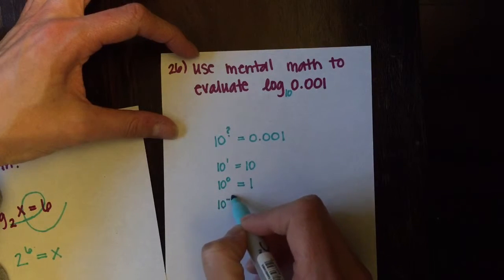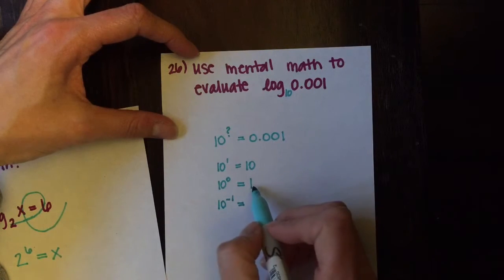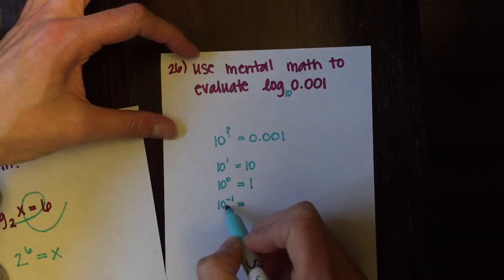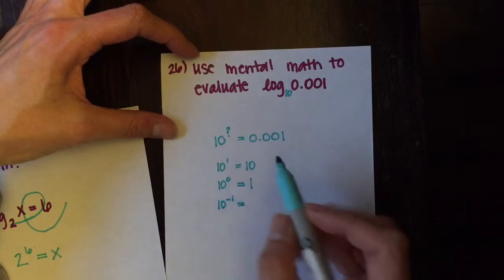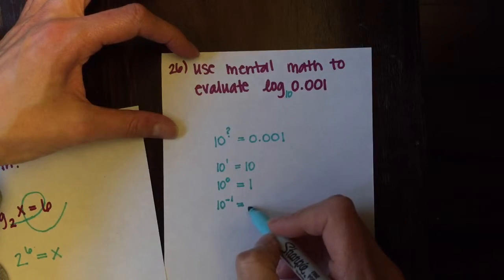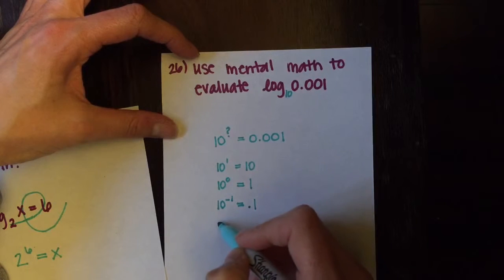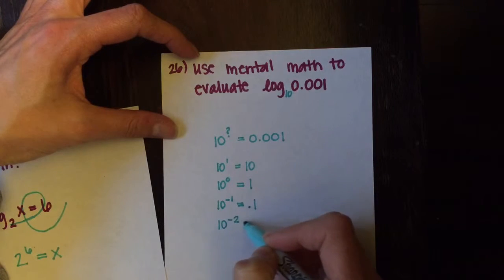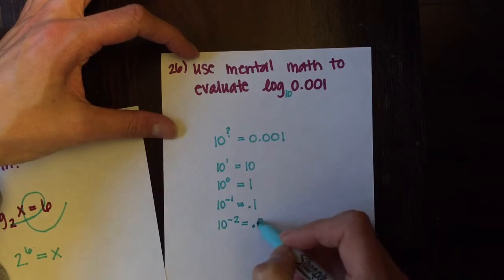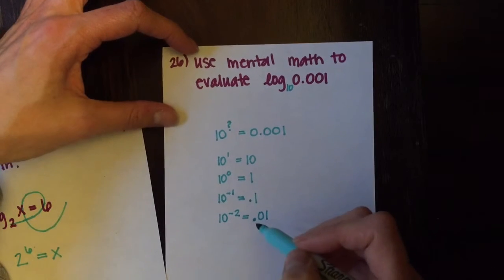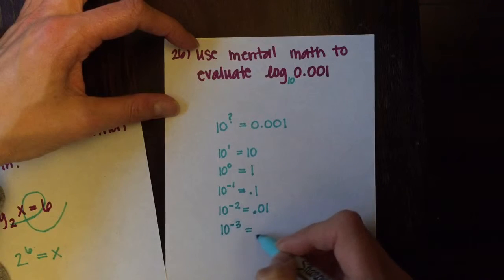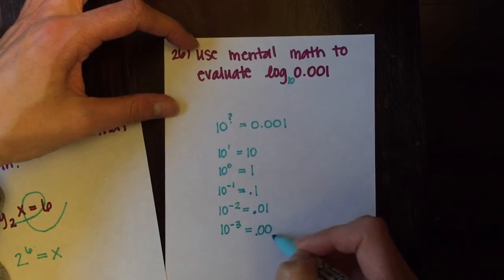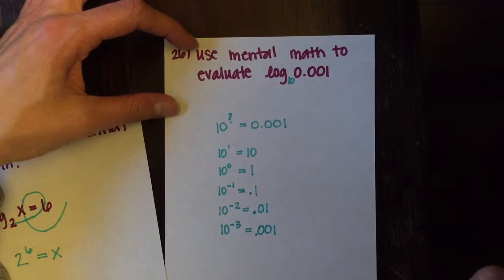Go back again, 10 to the negative 1. I'm going to keep moving the decimal back one. As the exponents get smaller, the decimal moves back one spot each time. So 10 to the negative 1 equals 0.1. 10 to the negative 2 would equal 0.01. 10 to the negative 3 would equal 0.001.